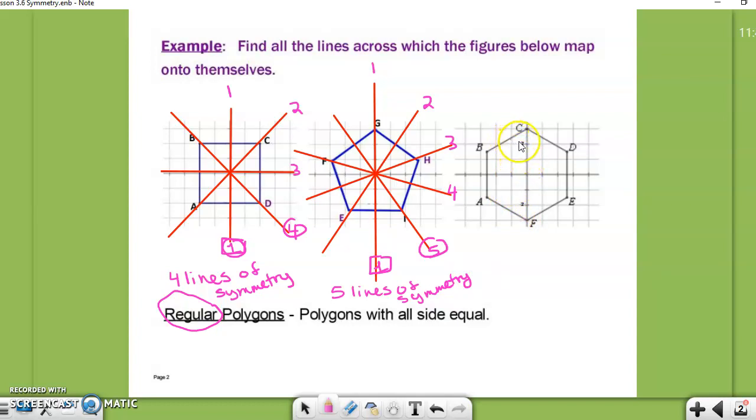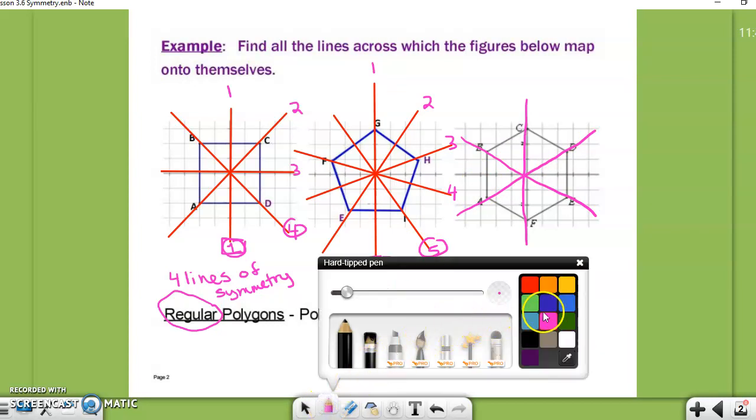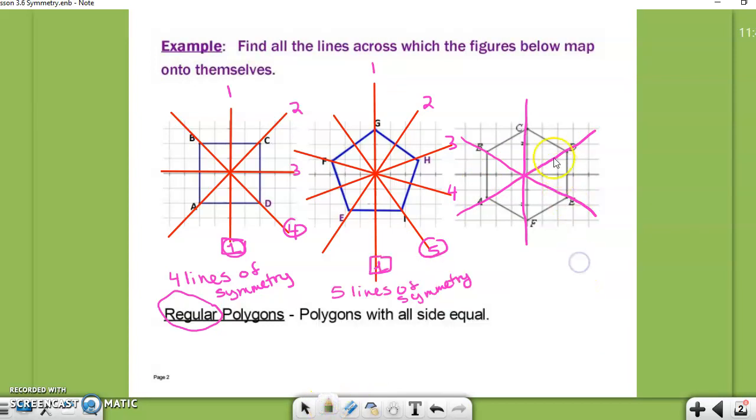Now let's take a look at this one. I got a 1, 2, 3, 4, 5, 6-sided figure. I'm going to draw this one in. I know I can go vertex to vertex. If I can go vertex to vertex there, I can go vertex to vertex here. And I can go vertex to vertex here. But let's think about it. What about the sides on this one? If I cut this side in half and I go through the center and that side, would it fold directly onto itself? Let's draw one in and see if we can visualize that.